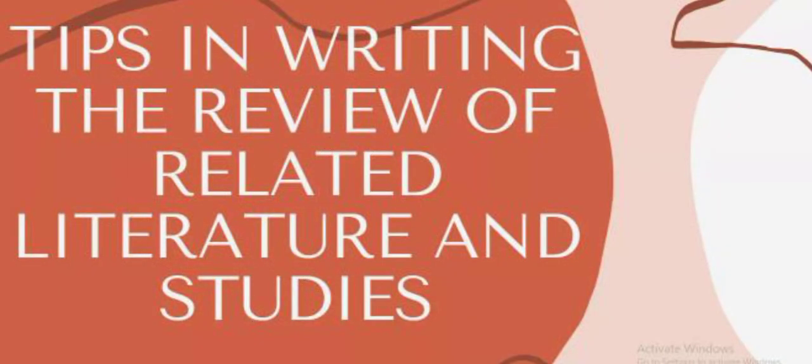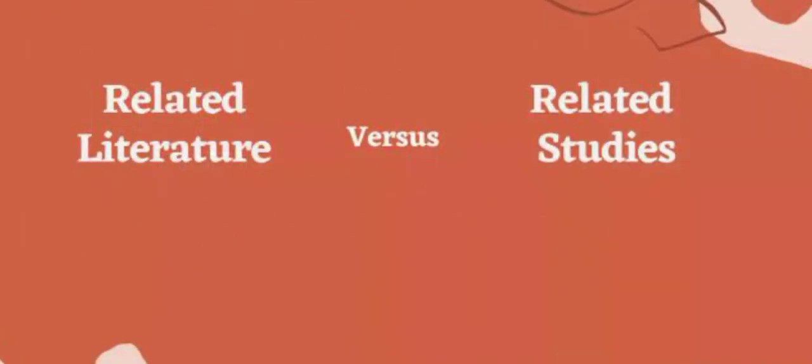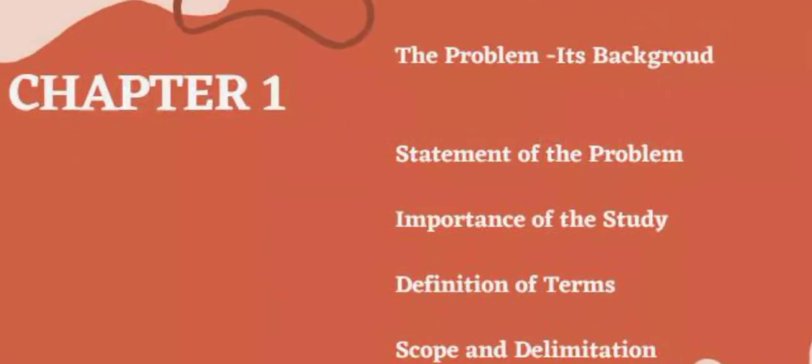So in this video, I will be giving you some tips in writing the review of related literature and studies. But before that, let me first give you a brief distinction between related literature versus related studies. So let's draw the line between the two. When you say related literature, these are from books, from magazines, from newspapers, from articles. How about related studies? These are from researches or theses from different universities or colleges, or these are from research papers.